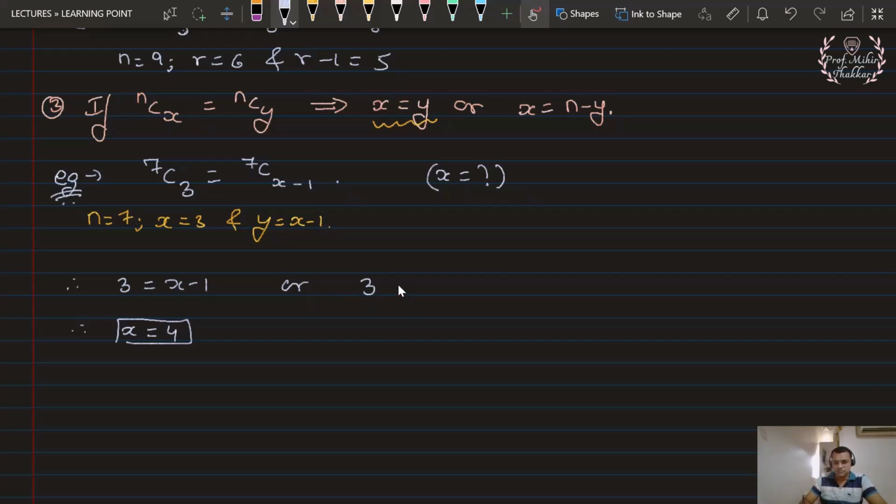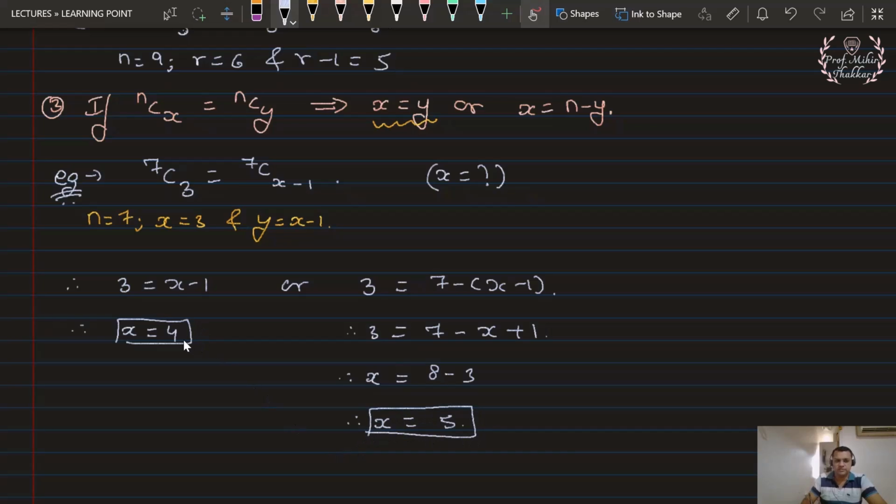Or 3 is equal to n minus y. So it will be 7 minus (x minus 1). So from here 3 will become 7 minus x plus 1. Take this x on the opposite side, so it becomes positive. Subtract 3 over here, so it becomes 8 minus 3. So x is equal to 5. So either the value of x will be equal to 4, or the value of x will be equal to 5, in fact. They both will get satisfied over here.